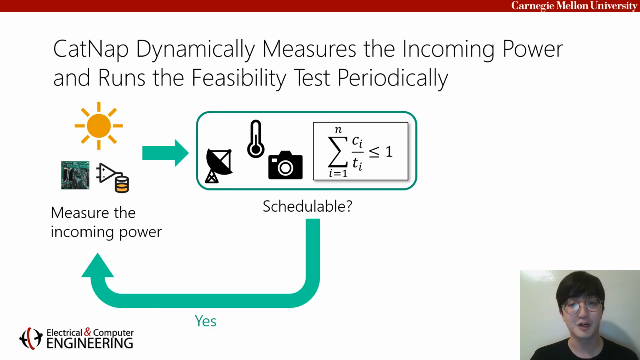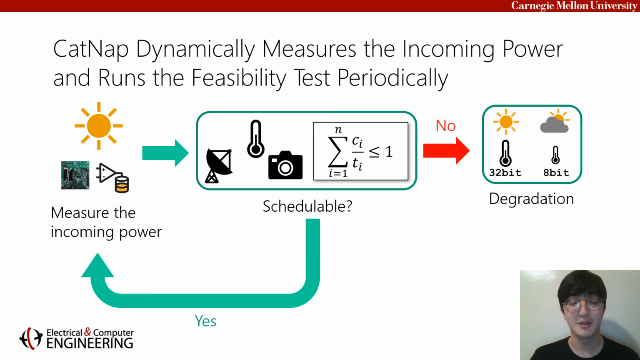Because the incoming power changes over time, CatNap dynamically measures the incoming power and runs the feasibility test periodically. When the task passes, the CatNap scheduler simply runs events and tasks according to their priority and it will run correctly. When the feasibility test fails, CatNap degrades the event quality to meet the schedule.